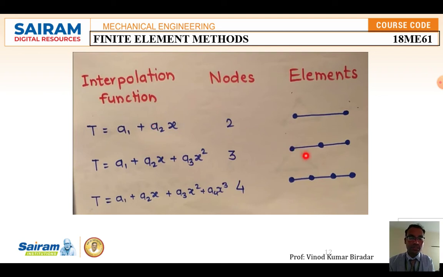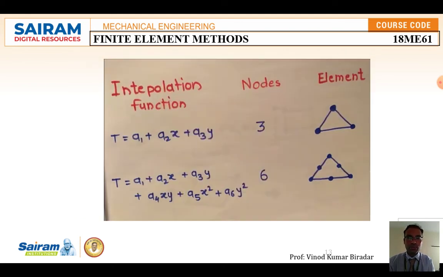Coming to the next simplex element, 1, 2, 3, three nodes are there, so one term is extra here, one node, two nodes, third node. Coming to the third, four nodes are there, 1, 2, 3, 4, and one more term will be added. Like this we have to write the interpolation function.